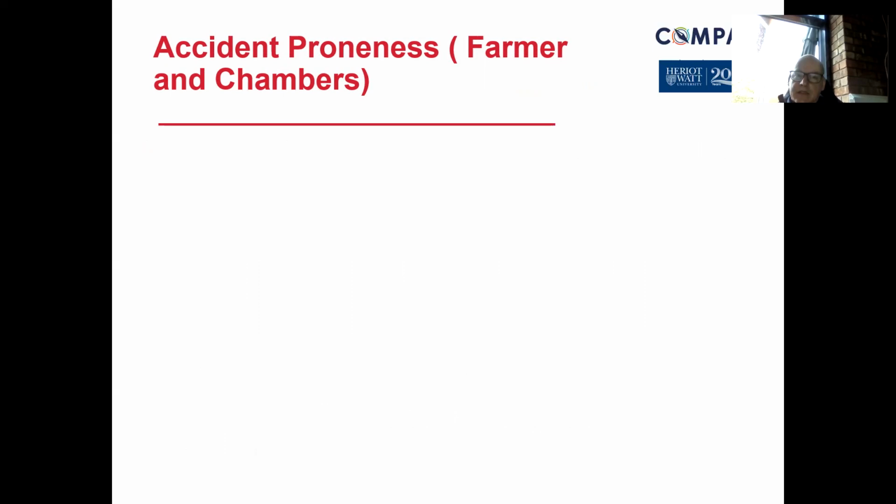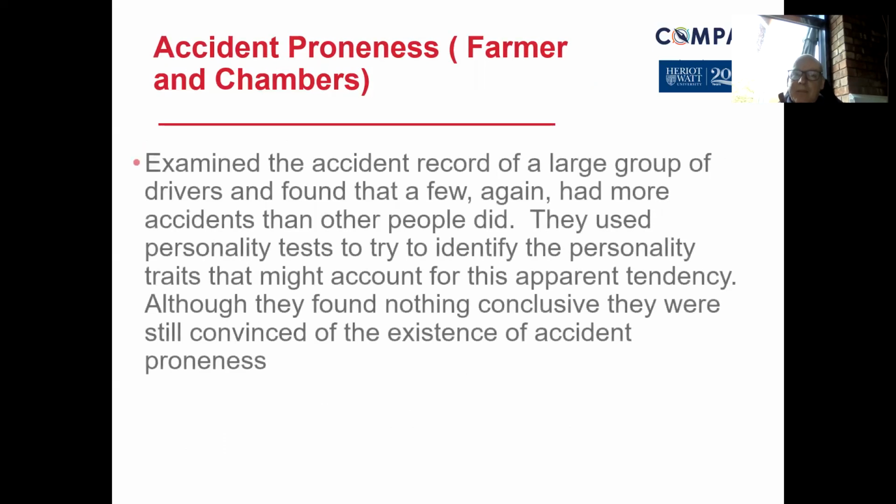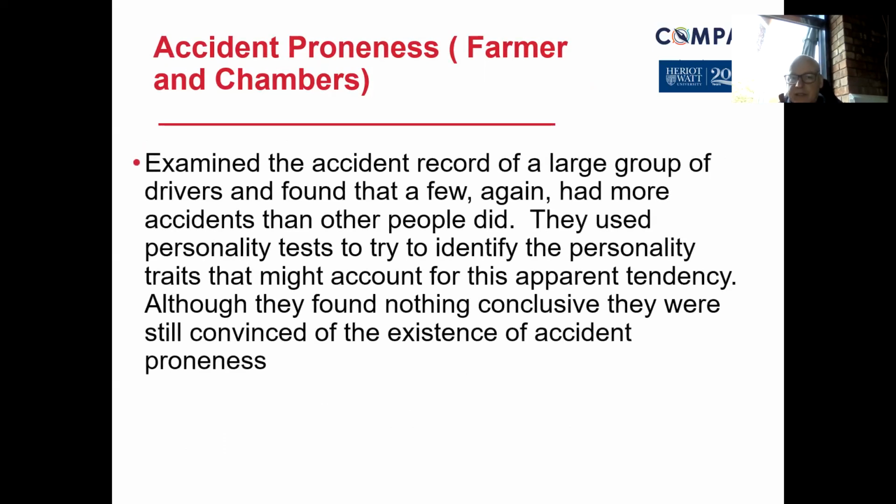Farmer and Chambers have the accident proneness approach. So they examined the accident records of a large group of drivers and found that a few, again, had more accidents than other people. So there's an argument here about proneness to accidents, and that's what they were doing as part of the research. They used personality tests, psychometrics and such to try to identify the personality traits that might account for this apparent tendency.